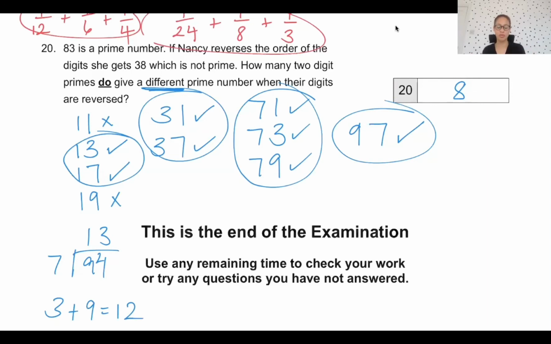But also remember, if you think a question is going to take you ages and you're still not quite sure how to do it, then you should go back, check some of your answers, answer the easier questions, and then come back to that only if you have time. Okay, and someone's just mentioned 11 again. Remember, 11 didn't work because when you reversed it, you got the same number. It wasn't a different number.